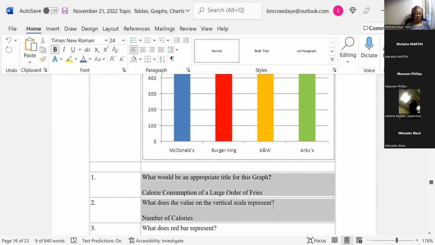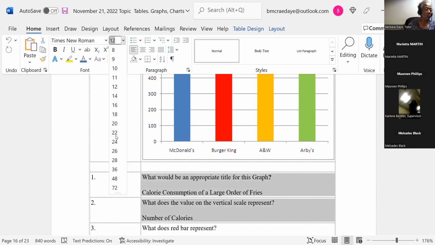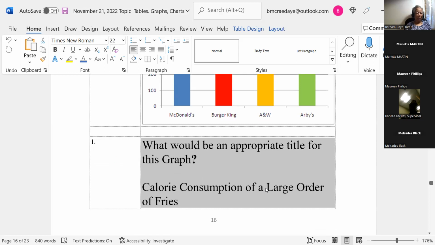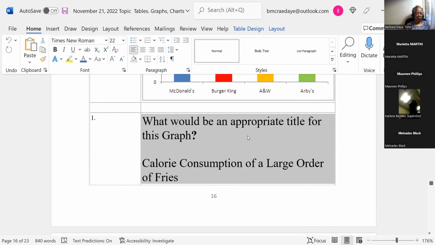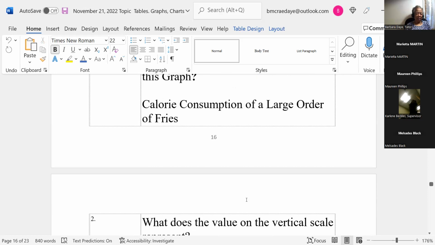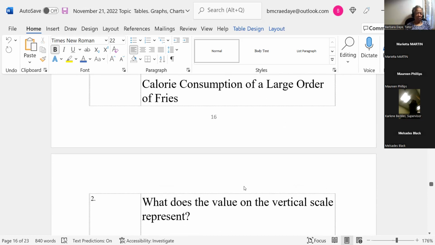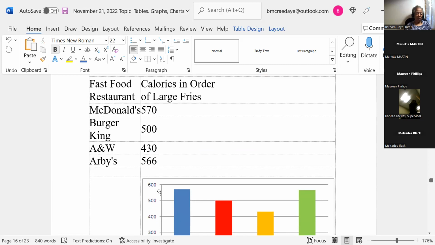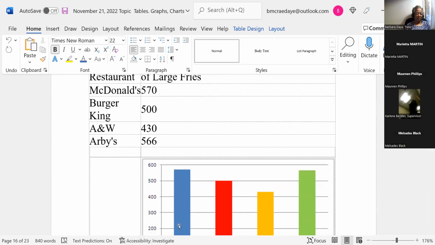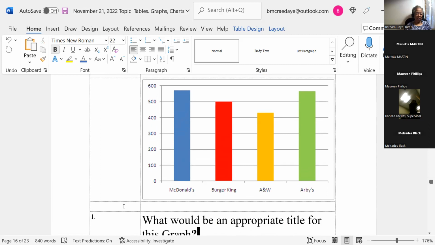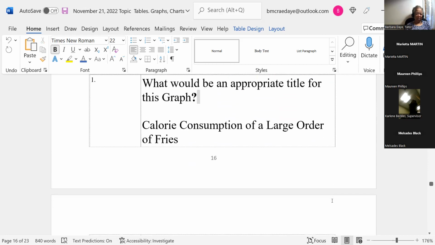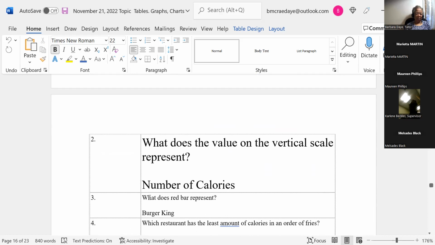Okay, this is calorie consumption of a large order of fries. We can use that as a title. What is on the vertical scale? On the vertical, we have what? Calories. What do we have on the horizontal? The name of the franchise. Yeah, the McDonald's, Burger King, name of the franchise. Okay. So number of calories.